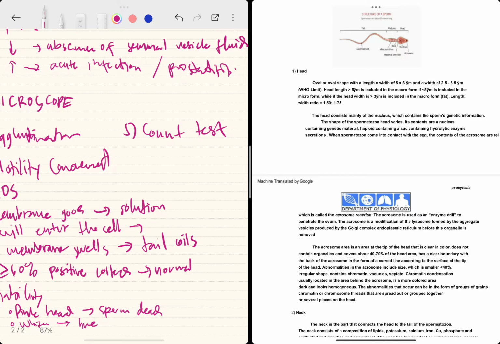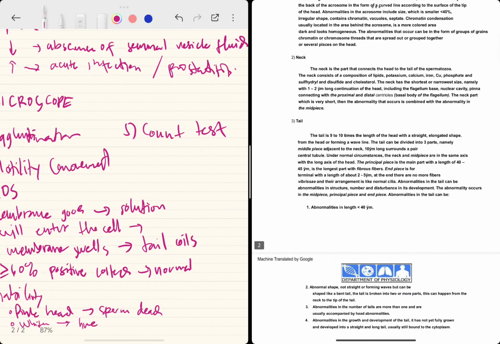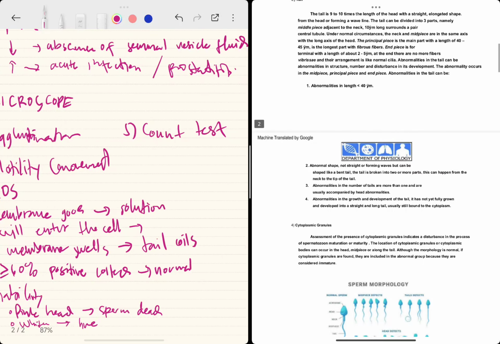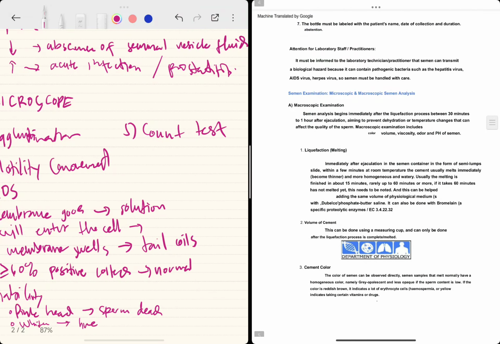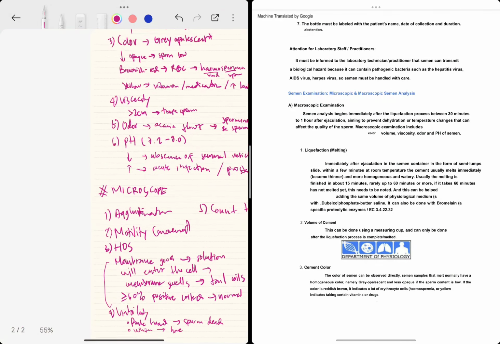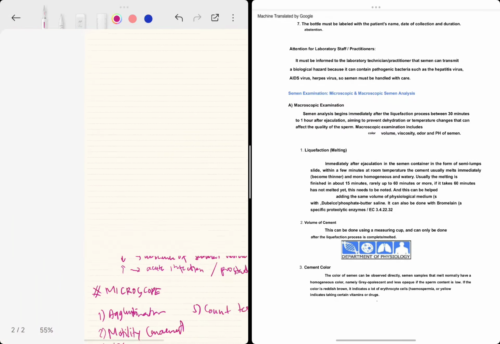If the head is abnormal, what are the types, for example the shape or the size and others. And if the tail also has abnormalities, what are they? I think those are just the ones that will be asked in your pretest, and it's not that hard. And thank you.